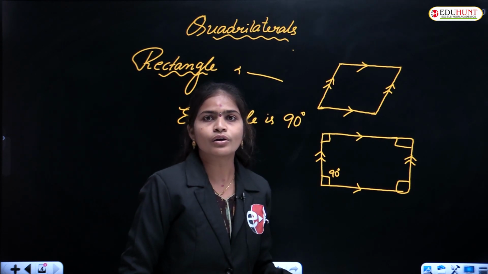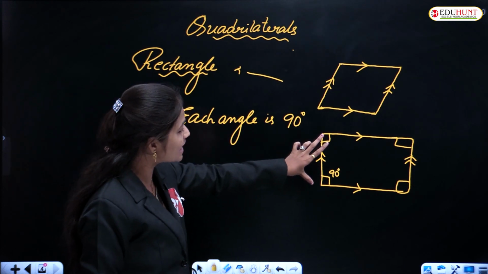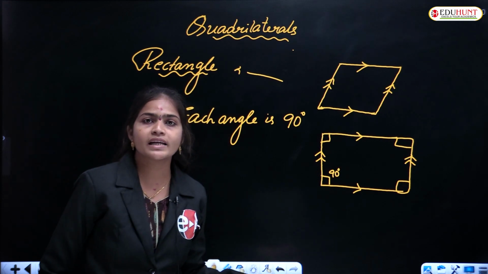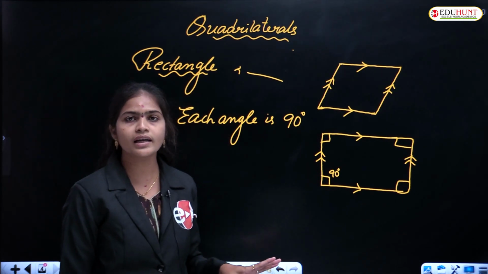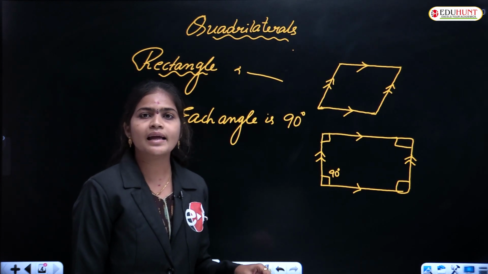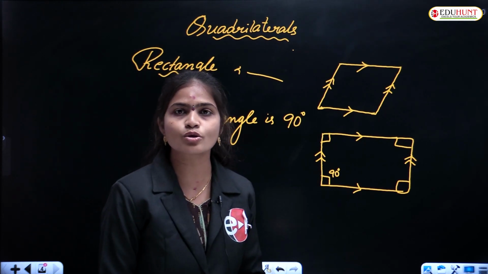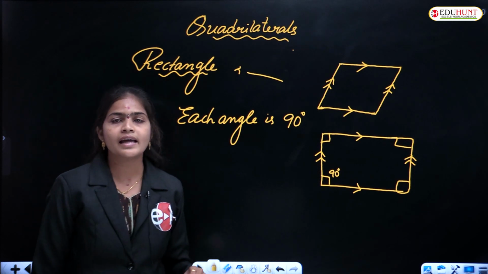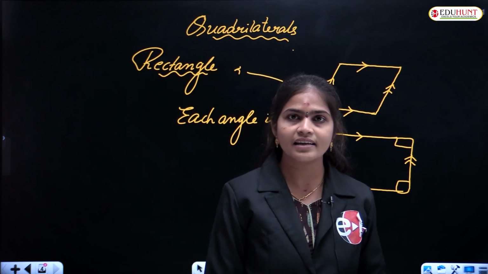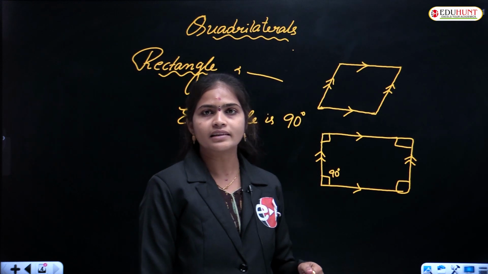Is it clear children? In the same way, in a parallelogram, if the sum of adjacent angles is 180 degrees, that is, adjacent angles are supplementary, then also we can say that it is called a rectangle. So this is the definition of a rectangle. Did you understand? In a parallelogram, if each interior angle is 90 degrees, then it is called a rectangle. Or in a quadrilateral, if each interior angle is 90 degrees, then we can say that quadrilateral is called a rectangle.